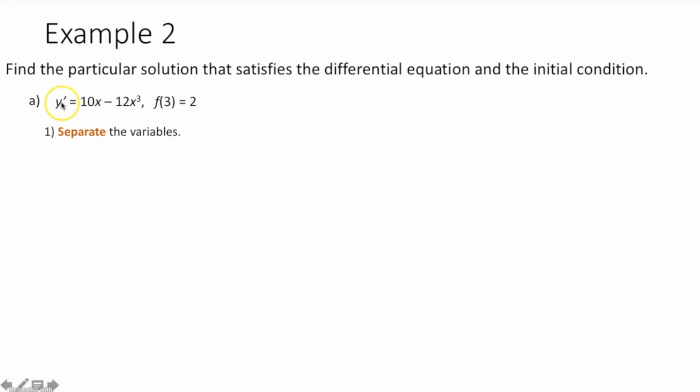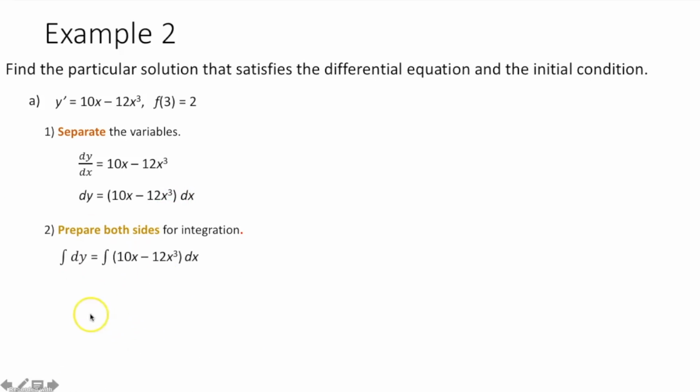So instead of writing y prime, what we're going to do is write dy/dx. That shows you that you have to multiply both sides by dx, and now you have successfully separated the variables. We have the y's on one side, the x's on the other side. Next, we're going to prepare both sides for integration. Now, if you recall, when we integrate a function with multiple terms, we need to integrate both terms individually.